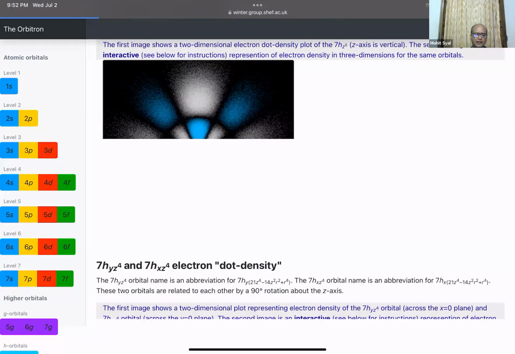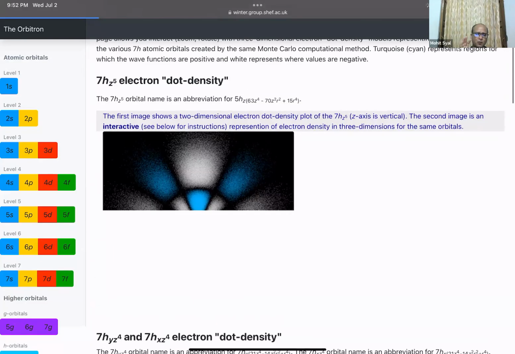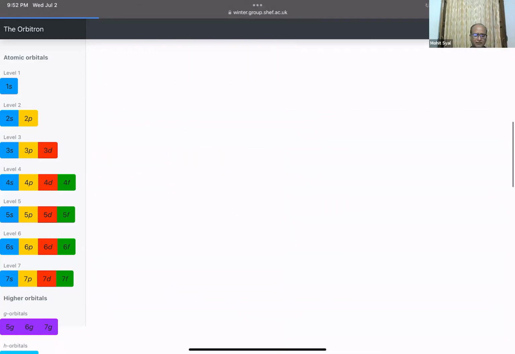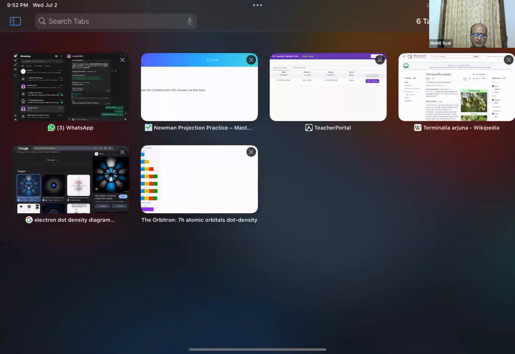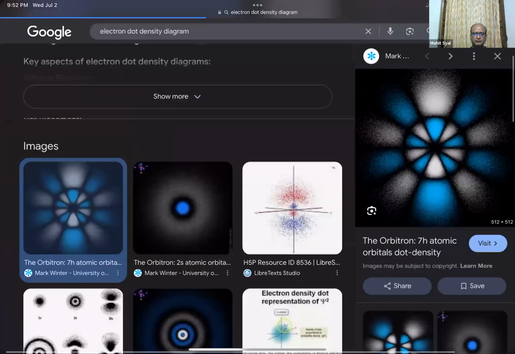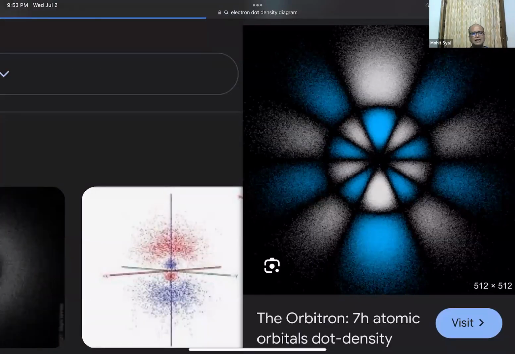Is it clear? This is known as the electron dot density diagram, where you represent whether the wave is more or less by actually putting dots. Is it clear? Sometimes you don't put the dots. This is the electron dot density diagram. Okay, this is just one electron. But the wave pattern is like this.